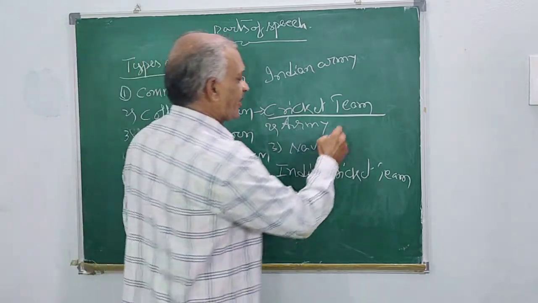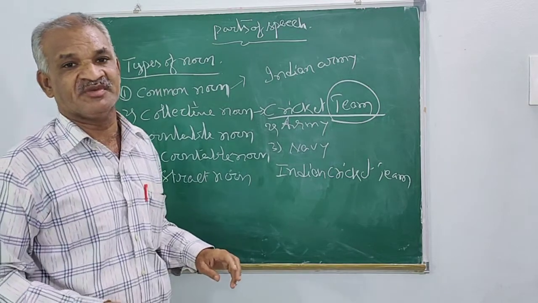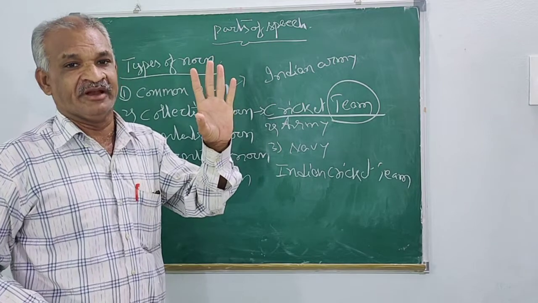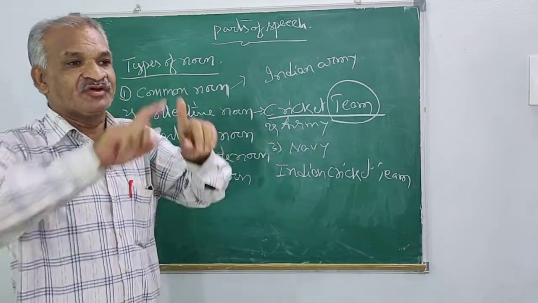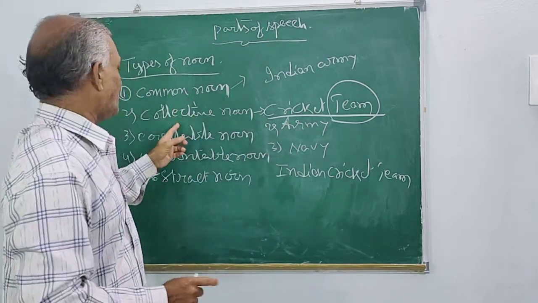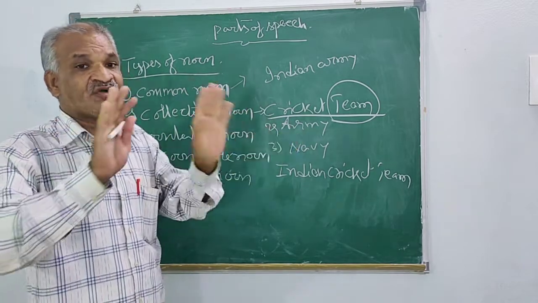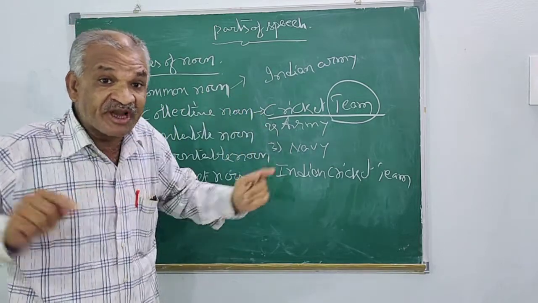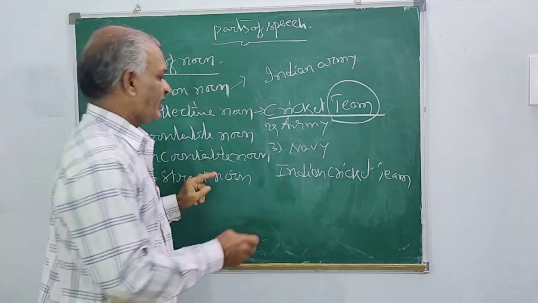Suppose in a cricket team there may be 11 members, 12 members, maybe 15 or 16 members. But for 15 members, 15 names should not be given. Only one name is given. That is what? Cricket team. So for the entire team, one name is given. For these 15 members, one name is given. That is what? Team. Like army.